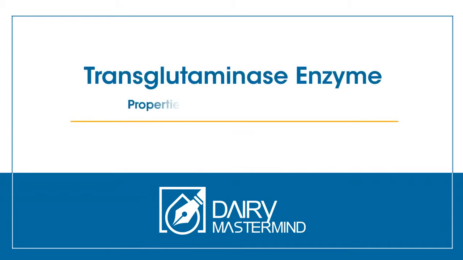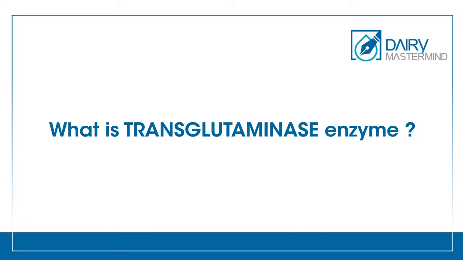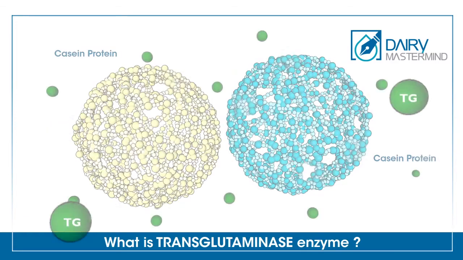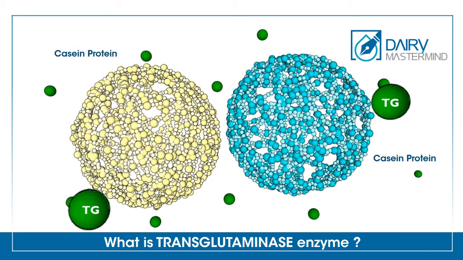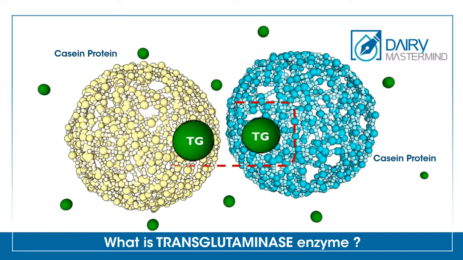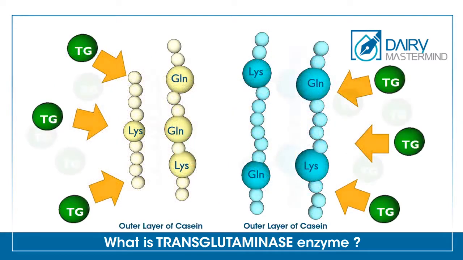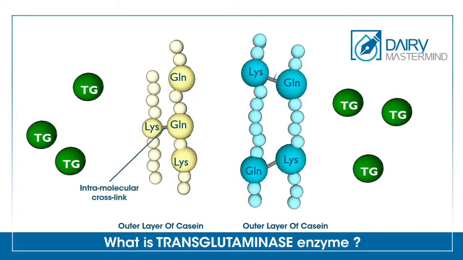Transglutaminase enzyme properties and application in yogurt. What is transglutaminase enzyme? Transglutaminase is a kind of enzyme that catalyzes inter- and intra-crosslinks in milk proteins by covalent bonds.